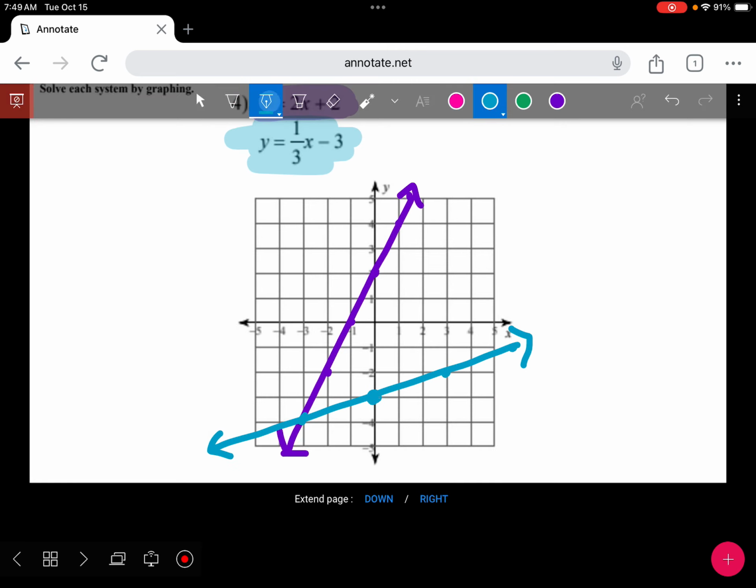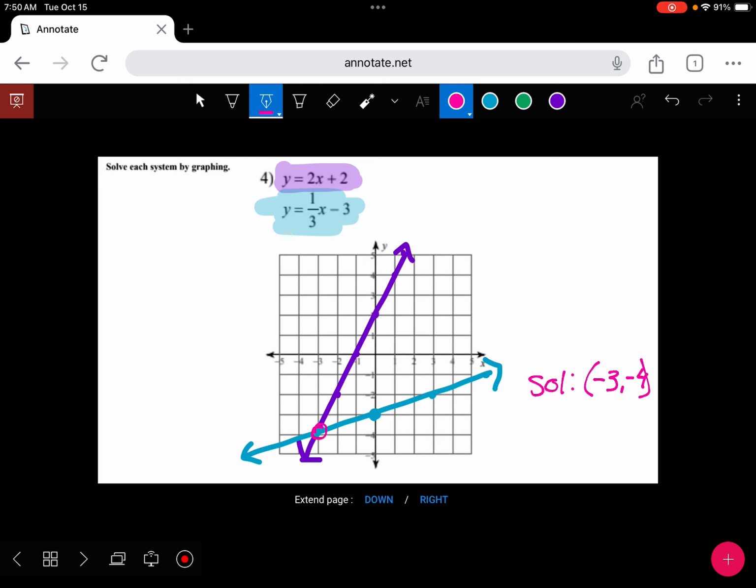So where is our solution? -3, -4. The point -3, comma, -4. So we write them as points. We have to write them as points. It is super duper important. Okay? Questions?